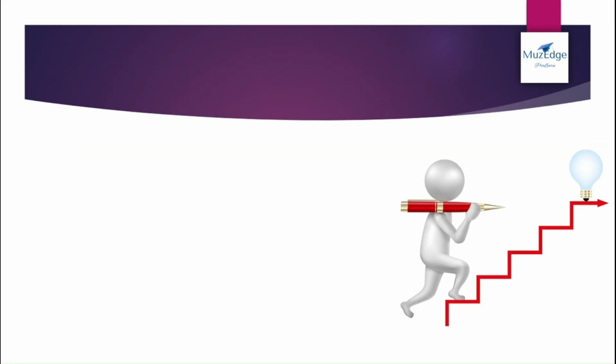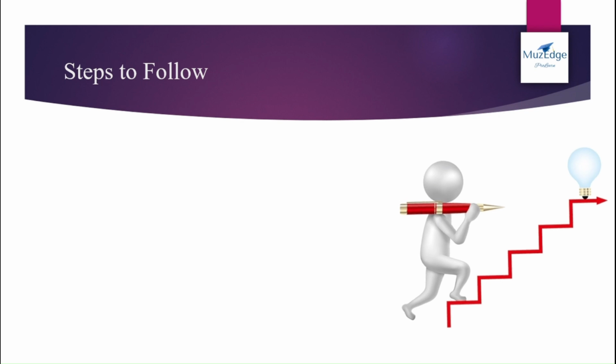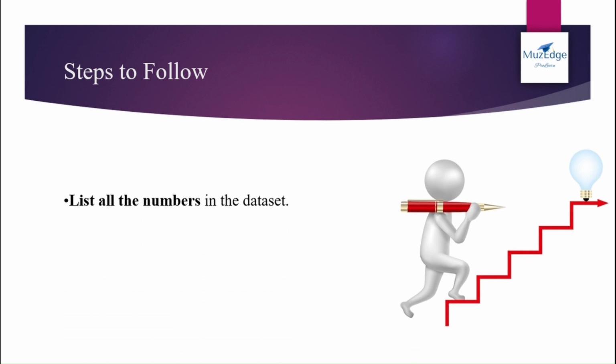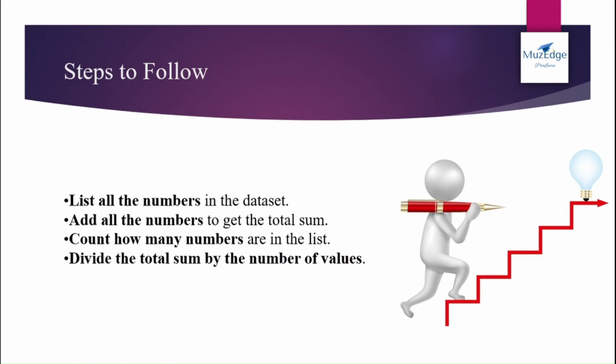Let's go through the steps to calculate the mean. First, list all the values in your dataset. Second, add all the values together to get the total sum. Third, count how many values are in the list. And finally, divide the total sum by the number of values. The result is your mean.